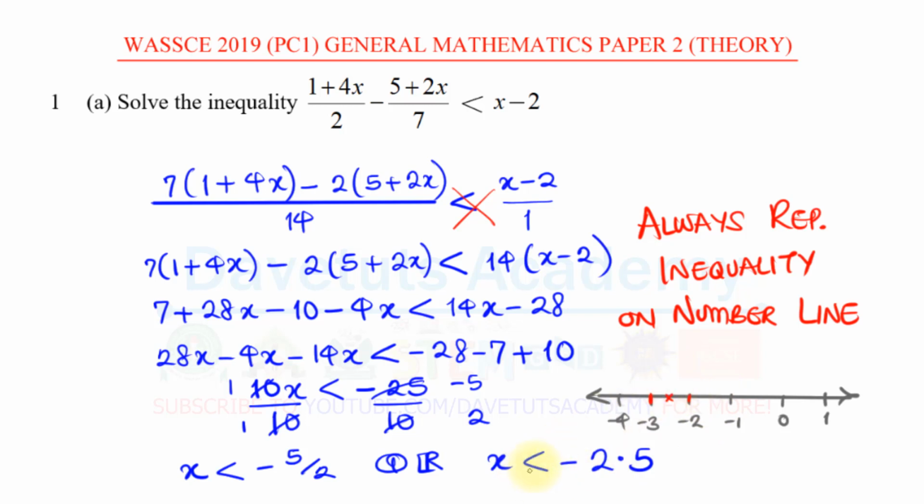Because this is only a less than sign without the less than or equal to, that means we are going to use an empty circle. And x is less than this value, which means that the value of x will go towards the negative, towards the left hand side. So you can say x is less than minus 2.5, and you are sure that you are going to get your full mark. So that is all there is to this question.